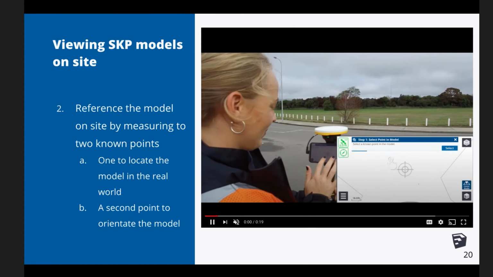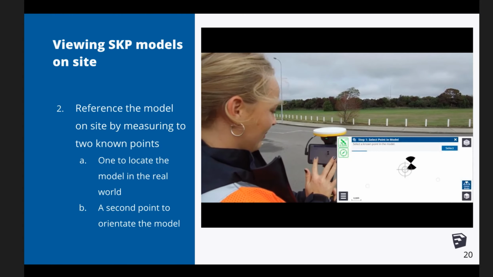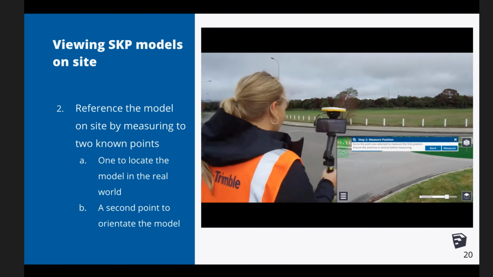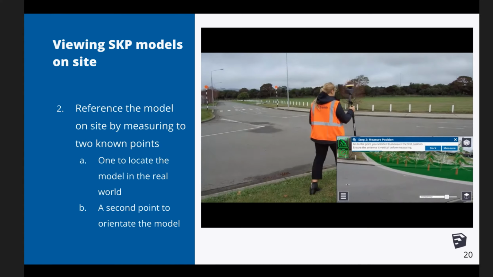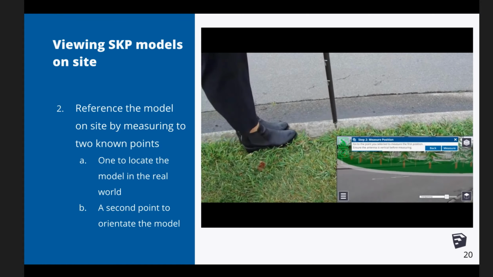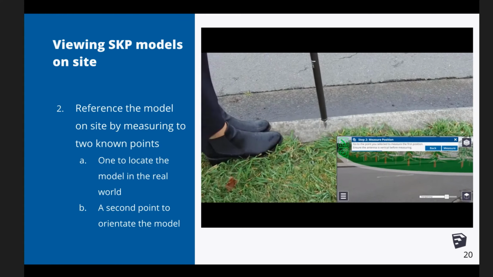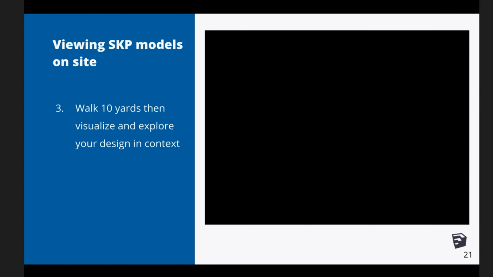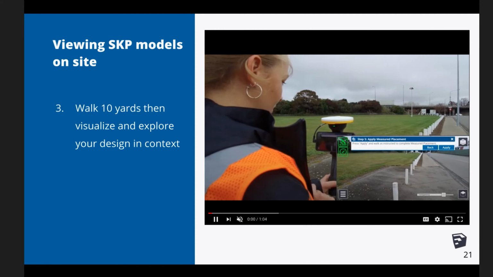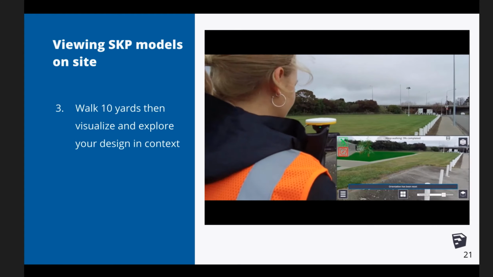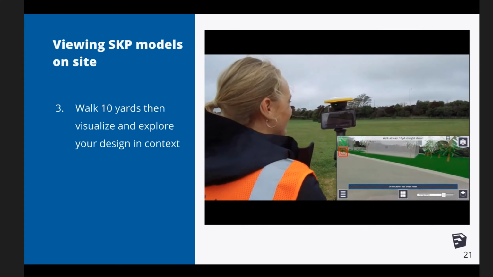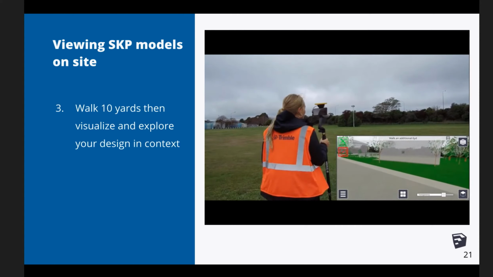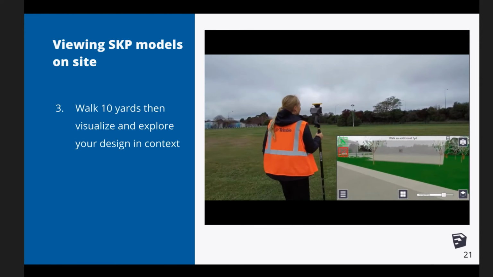Now, when out in the field, you use two of your reference points. One to locate the model in the real world, and another one to orient it. What you do is match the point in the model with the corresponding physical location in the field. Finally, you need to walk 10 yards and you're ready to explore your design in context. As you see over here, the lady in the video is walking the 10 yards and she can see the model in front of her.